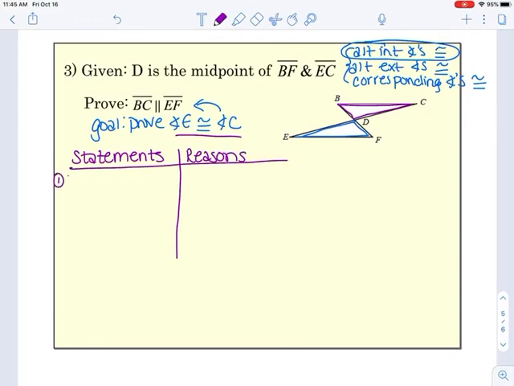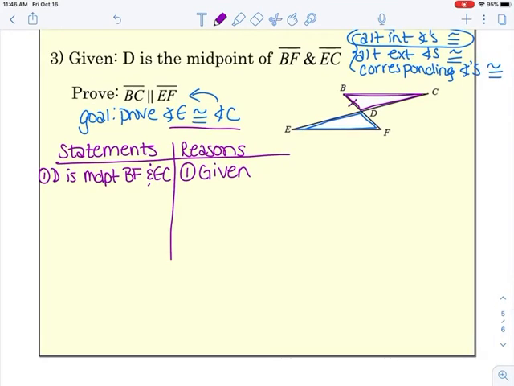Okay, so the first thing that I have is D is the midpoint of BF and EC. And the reason I know that that's true is because it's given. So a midpoint is going to break a line segment into two congruent segments. So if it's going to break BF into two congruent segments, that means that BD is going to be congruent to DF. But it's also the midpoint of EC. So EC is getting broken into two congruent segments. So that means that ED is also going to be congruent to DC.